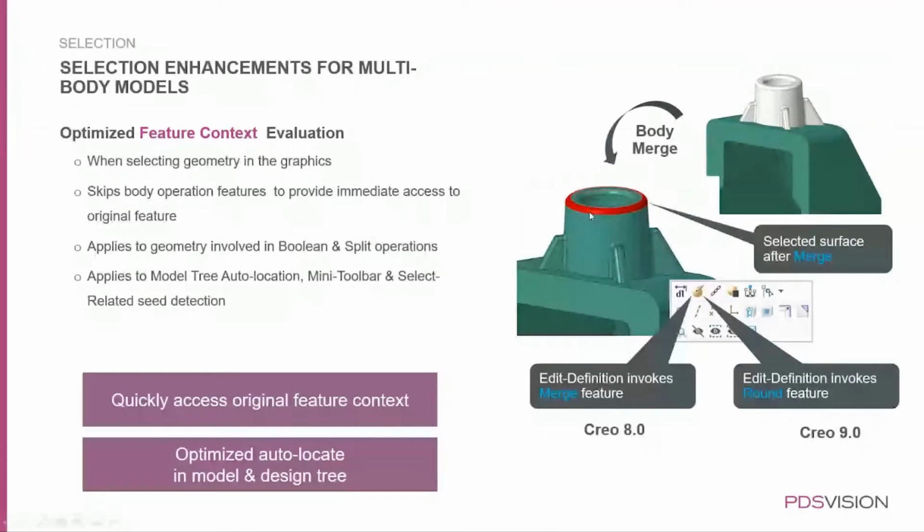If in Creo 9 you click that fillet and then click the pen and ball symbol, edit definition, what used to happen is it goes for the body merge feature. But most likely what you want to do is edit the radius of this one. So with Creo 9, it goes for the round feature instead. The idea is that we are skipping the body operation features to provide you access to those geometrical features that are actually generating the form, assuming that you most likely don't want to tamper with or modify the body merge or something like that.